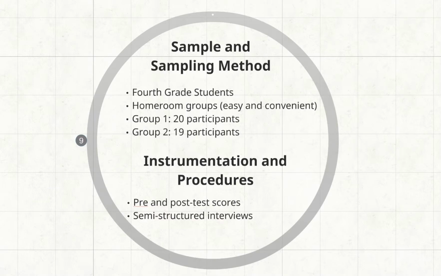For my project, I chose to test my fourth grade students. They come to me in homeroom classes, so that's how I chose to group them. It was nice and easy. Group 1, the group that received traditional instruction, had 20 participants, while Group 2, the group that received instruction that included technology, had 19 participants.